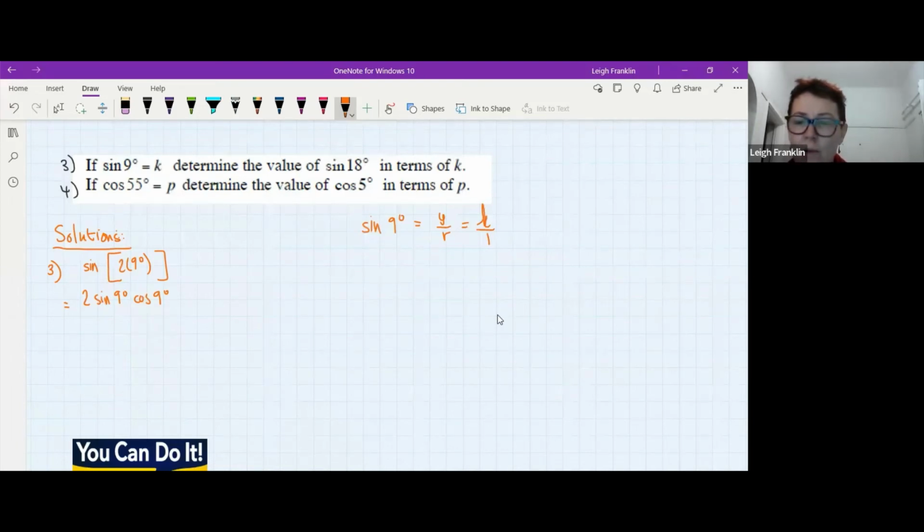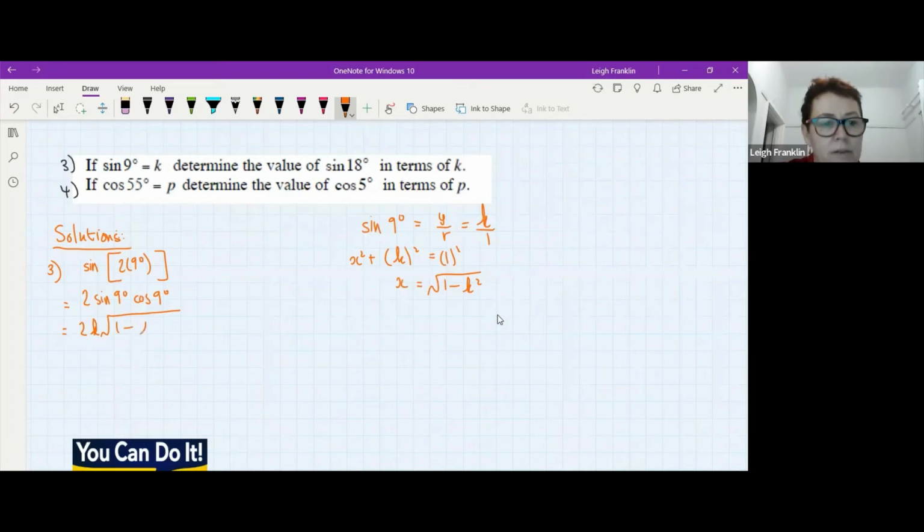Okay, so now, how are we going to work out x? We're going to use the theorem of Pythagoras. Okay, so we will say x squared plus y squared equals r squared. So that means that x is going to be equal to root 1 minus k squared, like so. Okay, so now we've got our missing x. So now we can sub in 2 times the sine of 9. The sine of 9 is k, and the cos of 9 is root 1 minus k squared.